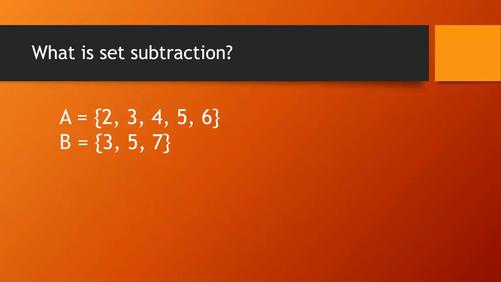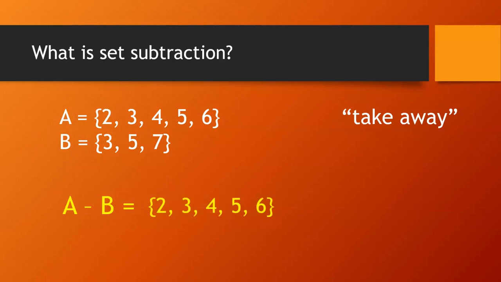Let's keep the same set A, but change set B just a little bit to contain the elements 3, 5, and 7. So how does that change the takeaway process for A minus B? Well, it really doesn't. We start with set A, we take away the elements that are in set B. And at least at first, this looks the same as the last problem.